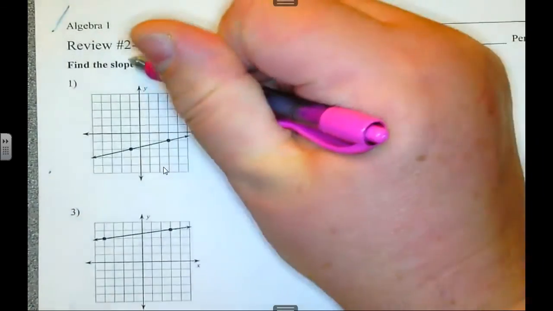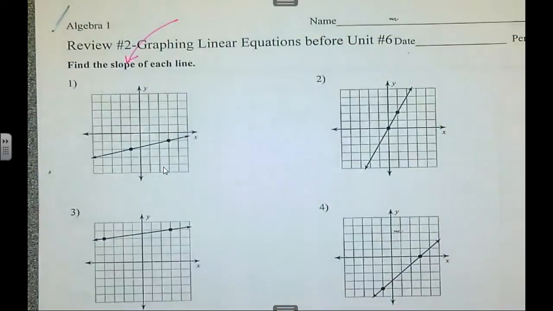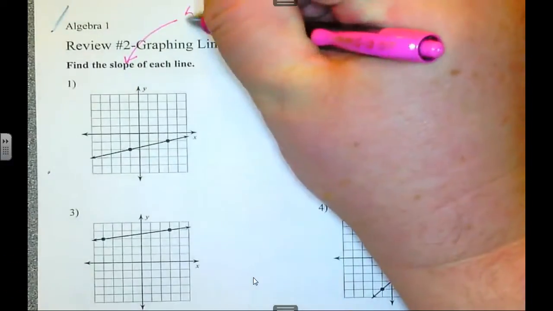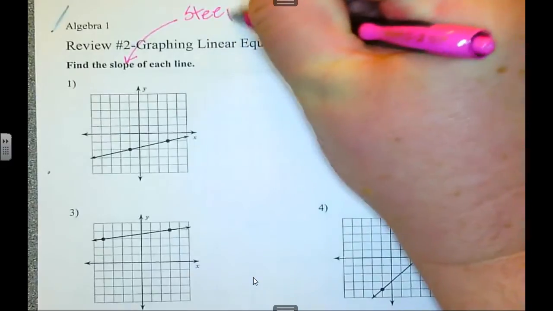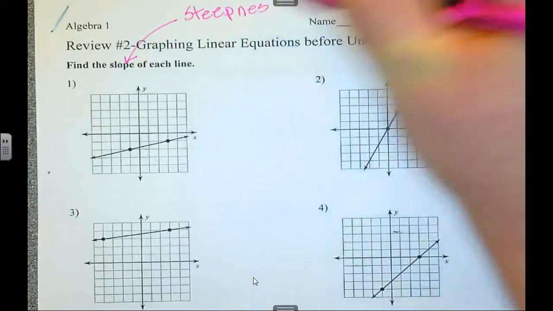Slope is the steepness of the line. Okay, slope is the steepness of the line.